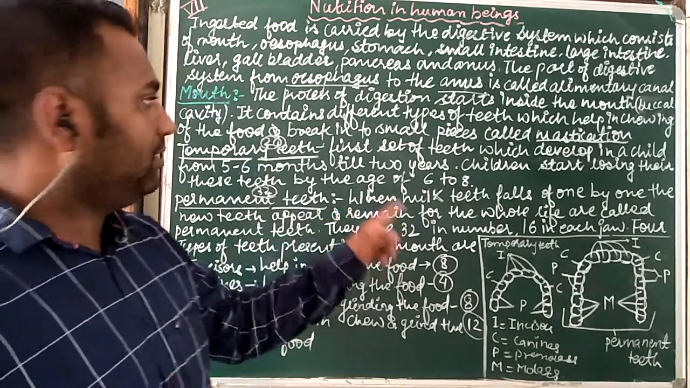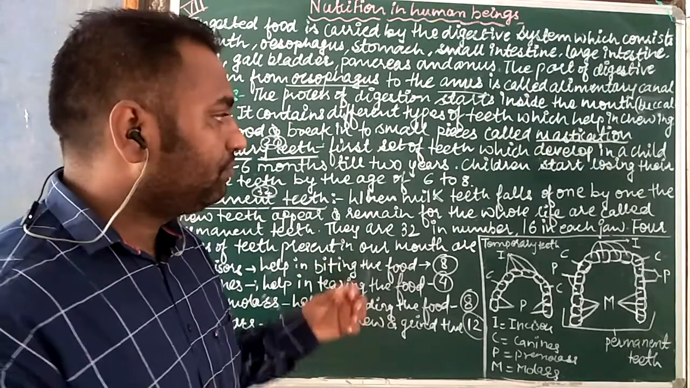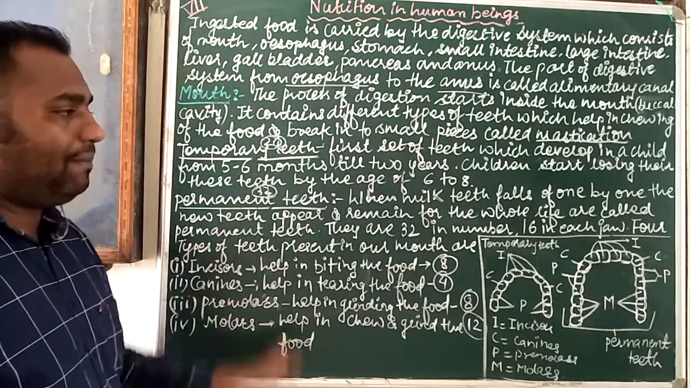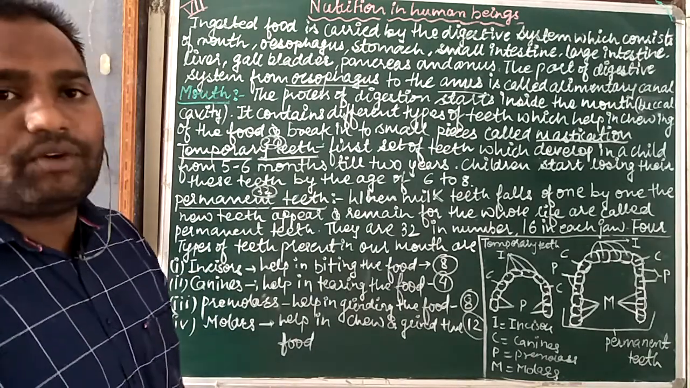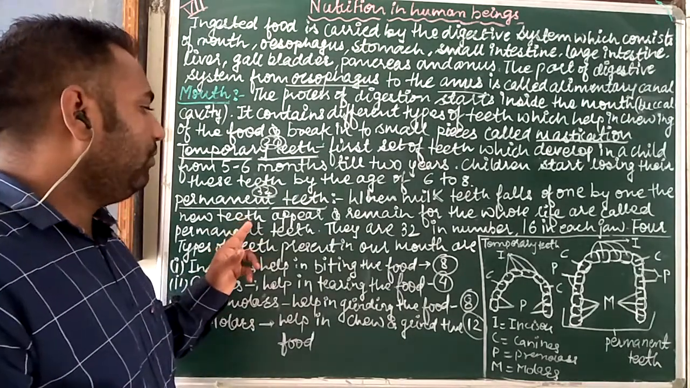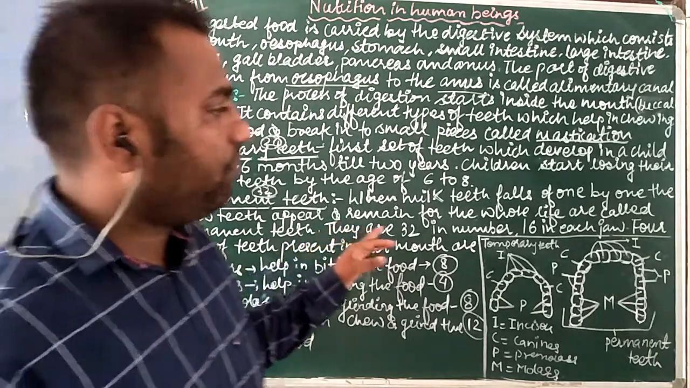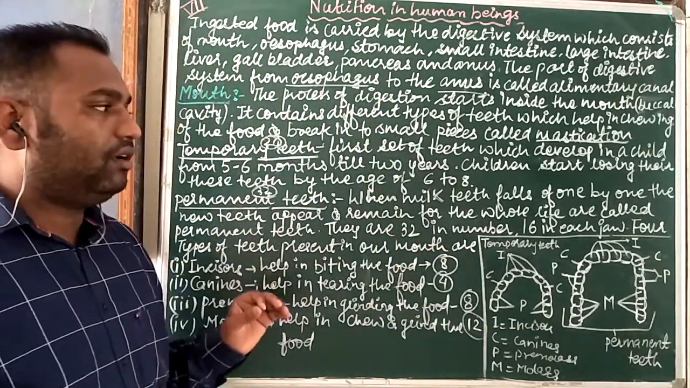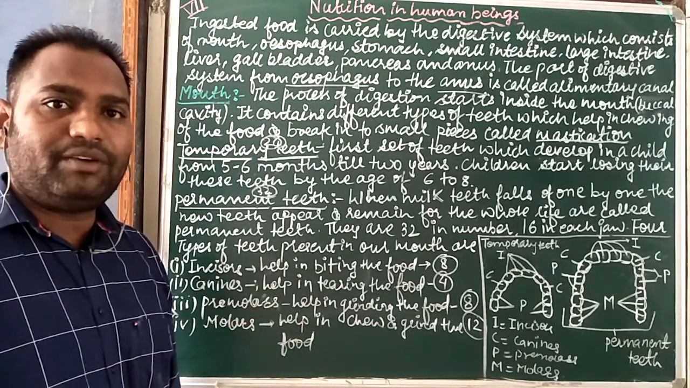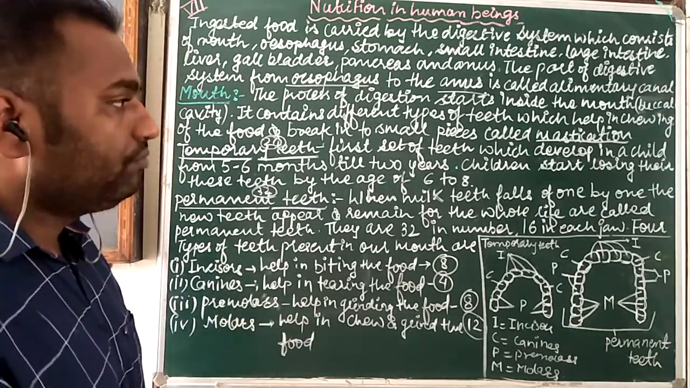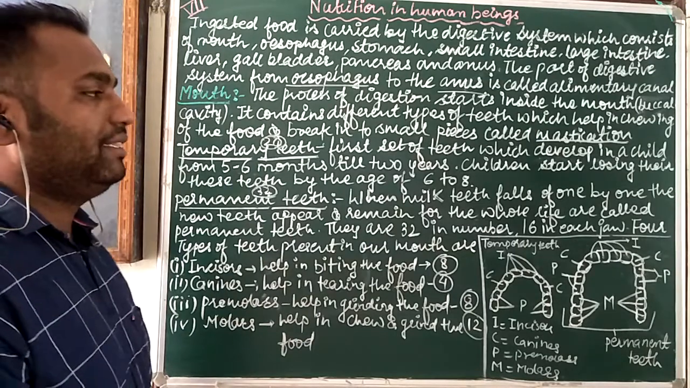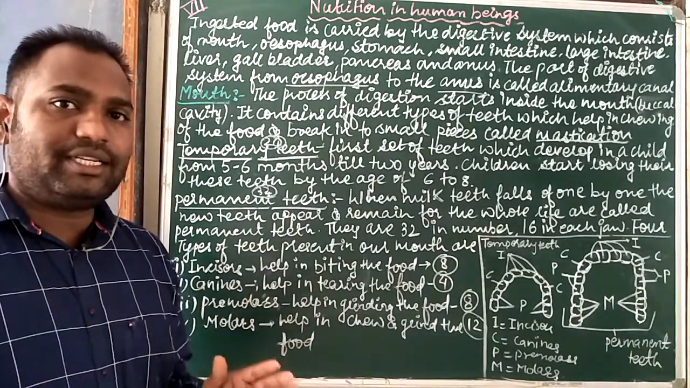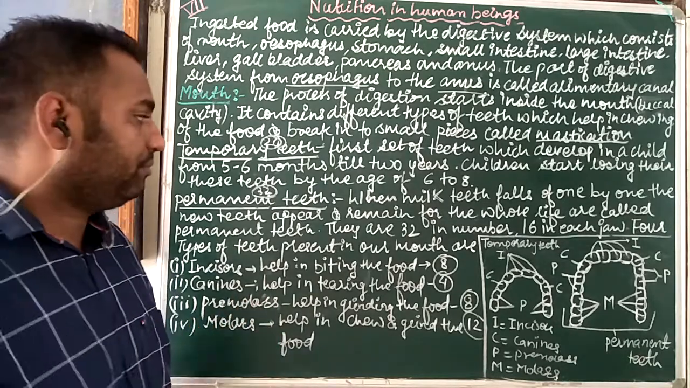When milk teeth fall off one by one, the new teeth appear and remain for the whole life. Those that remain for the whole life are called permanent teeth. It means permanent teeth will be set in our mouth for the whole life.